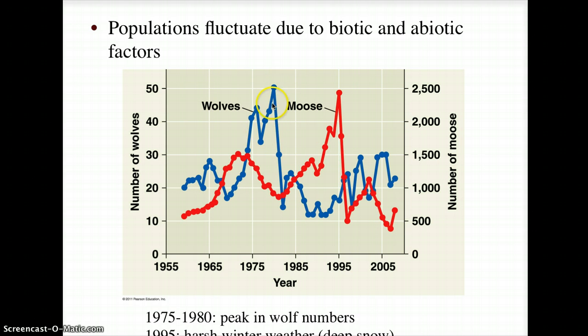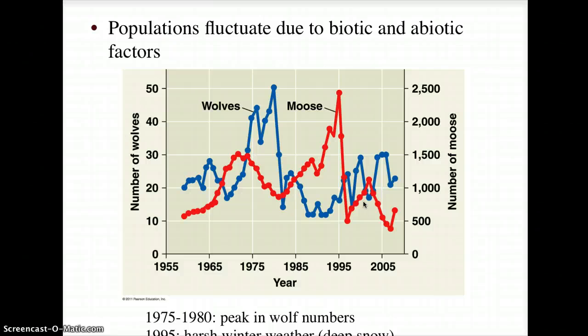Here, blue is our wolves and red is our moose. Lots of wolves here, not so much on the moose front over here. And then when we follow the moose, here's our second peak. The second one, around 1995, so here's the second problem area where they decreased, was due to harsh winter weather, which made it harder for the moose to find food, and they honestly just died off.